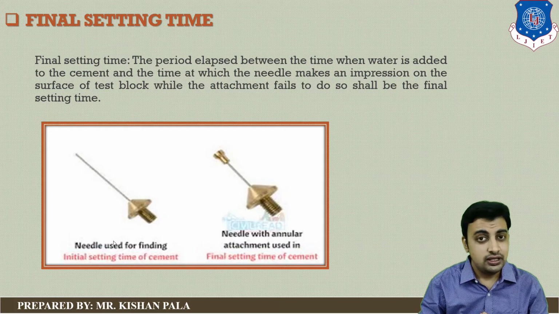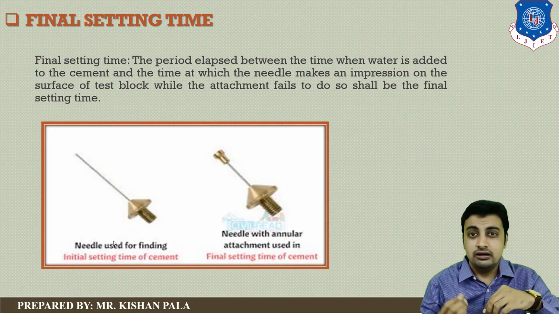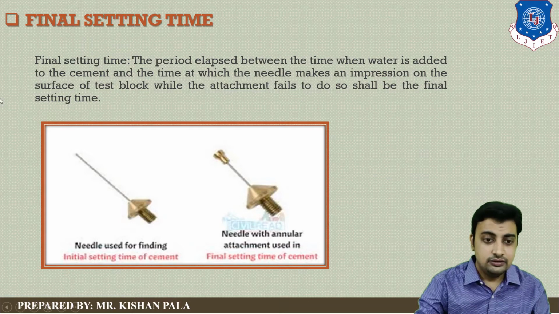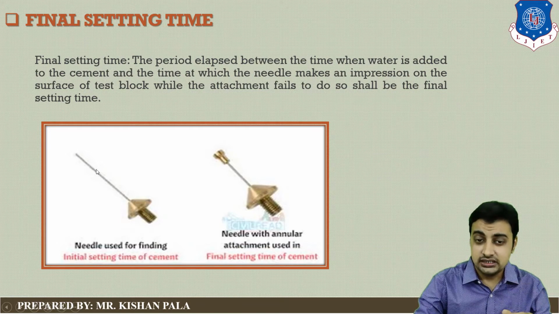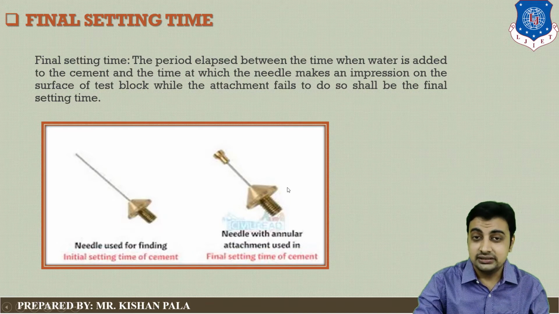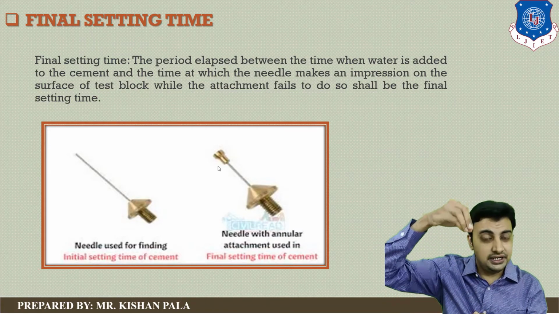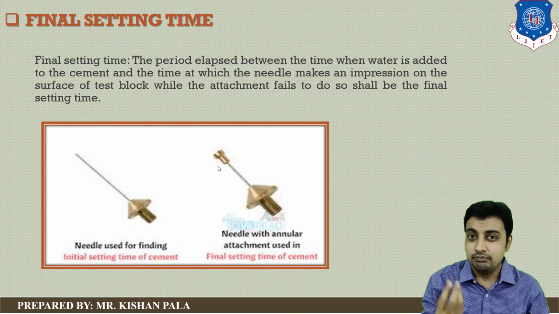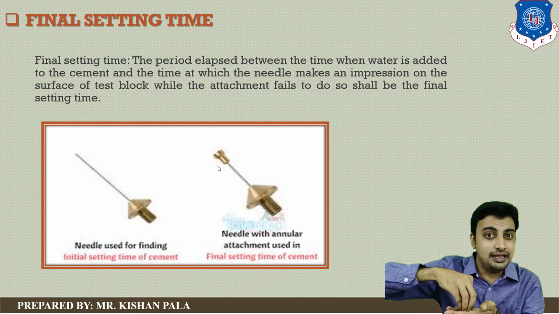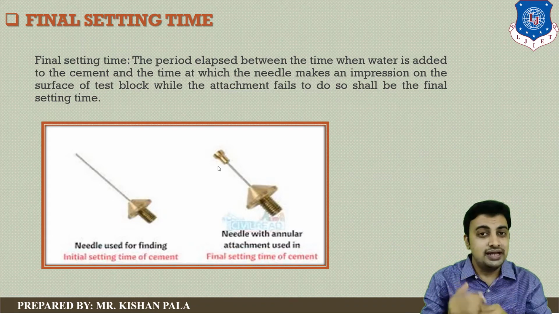So first of all, in the final setting time, you have to replace your needle with the 5 mm bottom one. You can see on your screen this needle is used for the initial setting time, which is 1 mm square and 50 mm long, and this needle is used for the final setting time, which has a 5 mm bottom diameter. In simple language, you just have to let this needle with the 5 mm diameter bottom fail to make an impression on your mold, and then you get the final setting time of the cement.